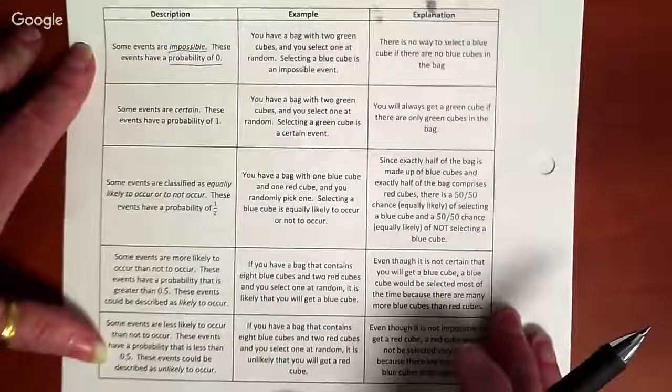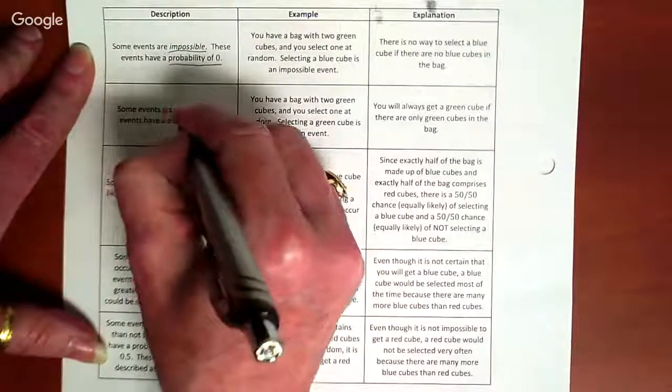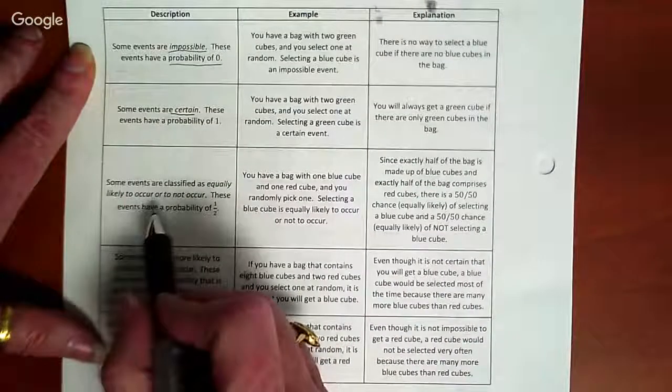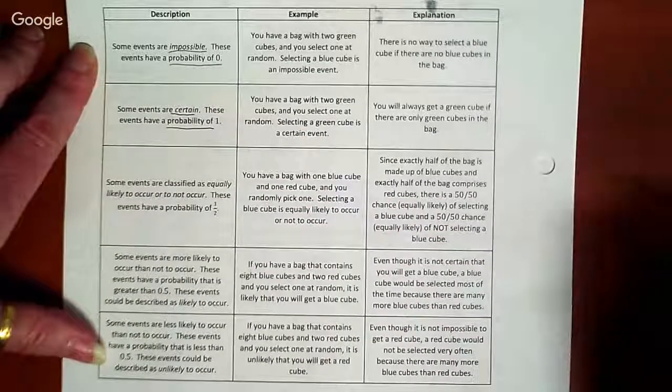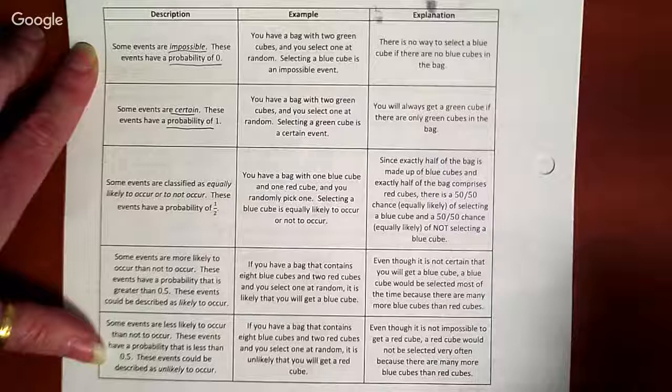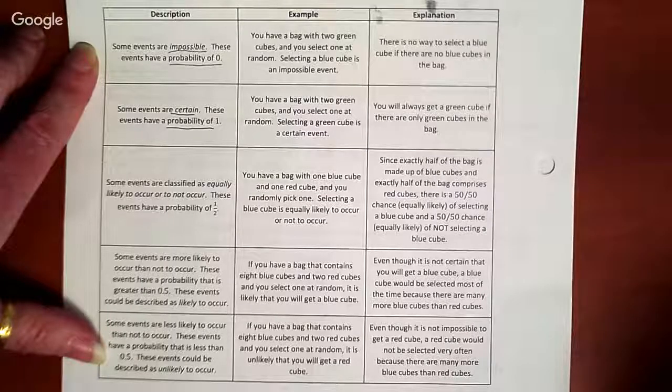These events have a probability of 1. You have a bag with 2 green cubes, and you select one at random. Selecting a green cube is a certain event. You will always get a green cube if there are only green cubes in the bag.